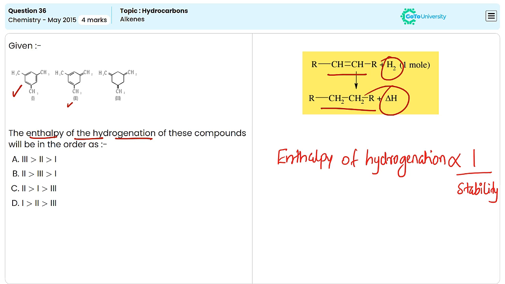And the least stable alkene is the third molecule, which will possess high enthalpy of hydrogenation. So from these options, the correct answer is option A.